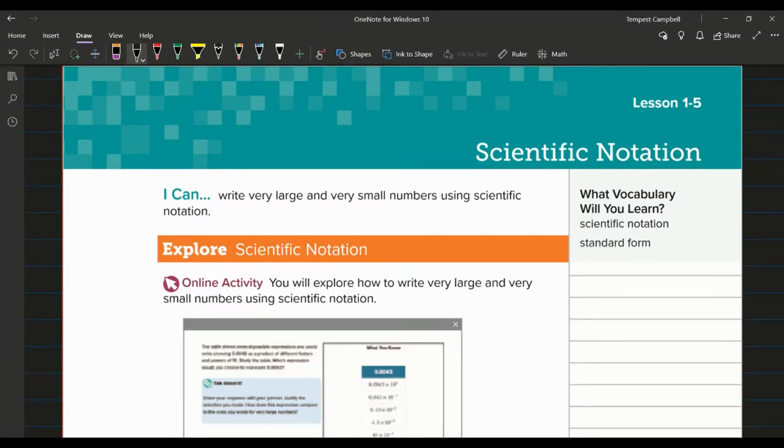Hi, and welcome to Lesson 1-5, Scientific Notation. Today we are asking ourselves the question, can I write very large and very small numbers using scientific notation? At the end of this, hopefully you can say, I can write very large and very small numbers using scientific notation. So the vocabulary we're going to learn today is scientific notation and standard form.